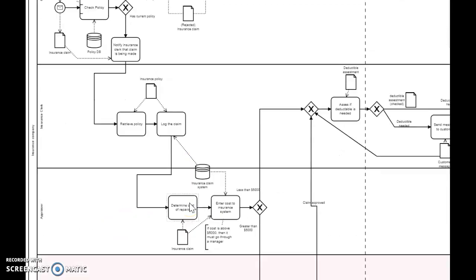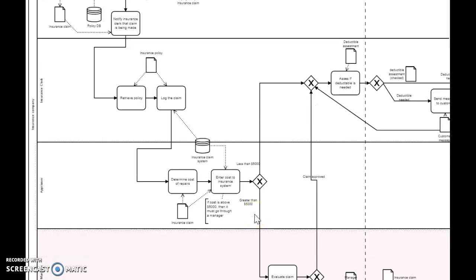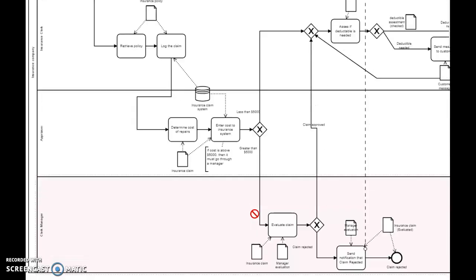You're logging the claim. Then it goes down into the applicant lane where you're determining the cost of repairs and entering the cost into the insurance system. Then, if it's greater than 5,000, which was a little confusing, right, you're going to evaluate the claim. If the claim was rejected, you're going to notify, send a message up, and then that process will stop with the end.